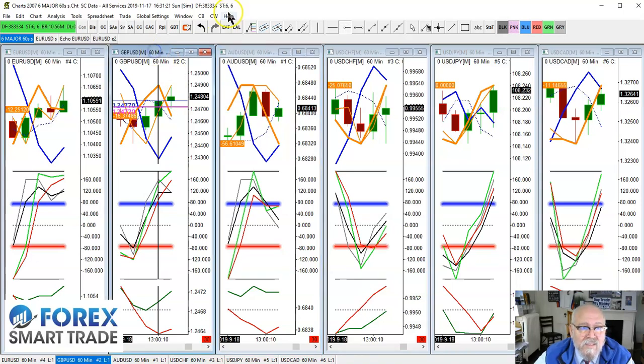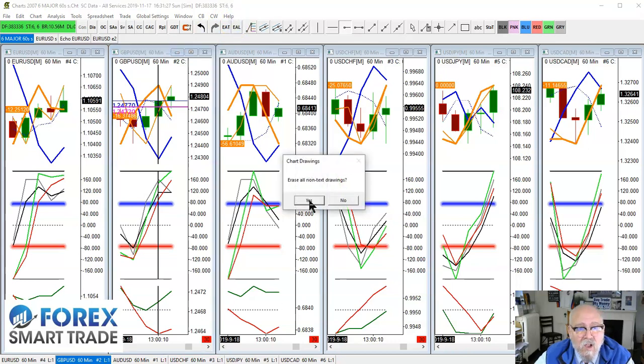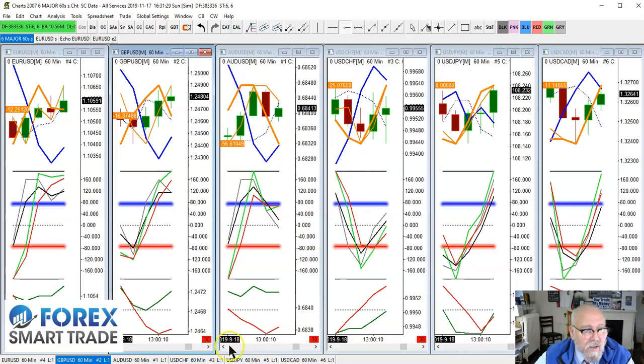I'm going to go ahead and erase this guy. To erase all the lines, I highlight the chart. I click EAL, which is erase all lines, and click erase. Let's see if we got any more signals.